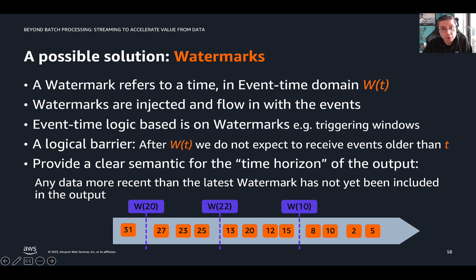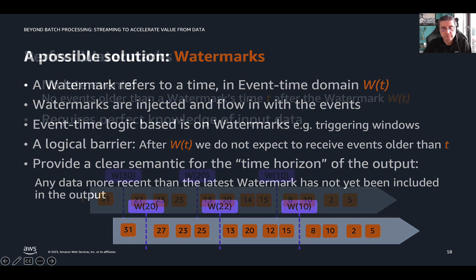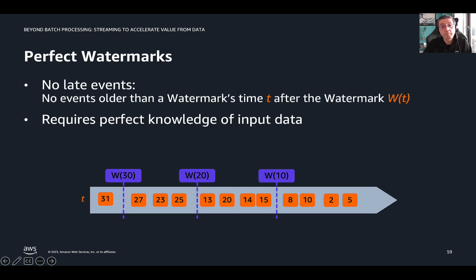Watermarks also provide a clear semantic for the time horizon of the output, our result. So when a watermark reaches the end of the flow, we know that no data more recent than the watermark has been included in the result. If we have perfect knowledge of our input data, we can implement perfect watermarks. It means that no late events can happen. No event older than the watermark time will happen after the watermark.